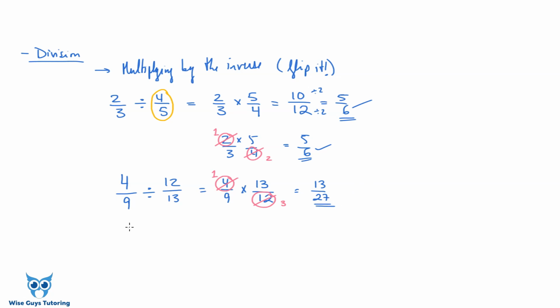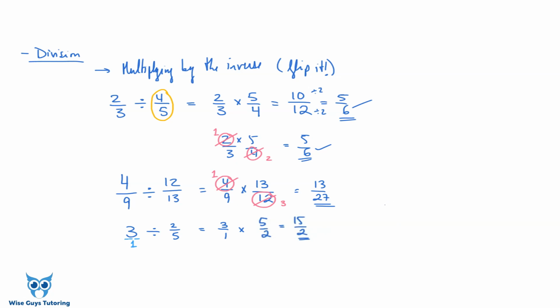I'll give you a quick reminder that if you have an integer, for example 3, if we have 3 divided by 2/5, you need to treat the integer as a fraction. And what is the denominator? It is 1, because 3/1 is simply 3. Now we do the exact same thing. We say 3/1. We make it a multiplication of the inverse.